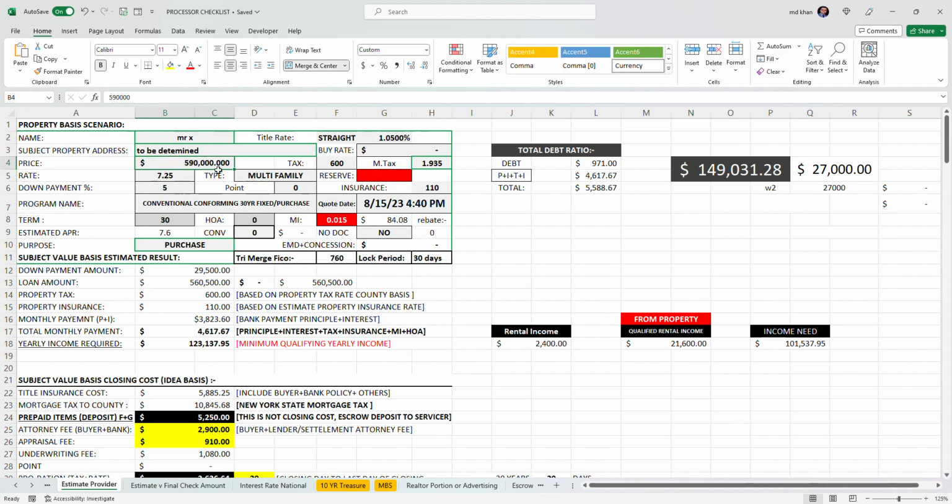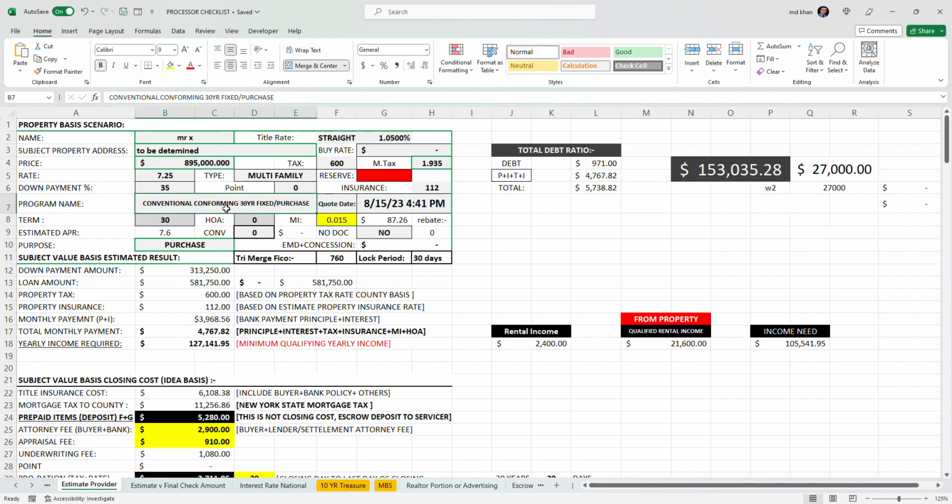Okay, so now the property price that he's trying to buy is 895, and if we put the 7.25 rate, and he wants to put like 35% down payment, and if we go by no points and possible insurance for the property, we might say 1350, which is 1350 divided by 12, so we have $112.